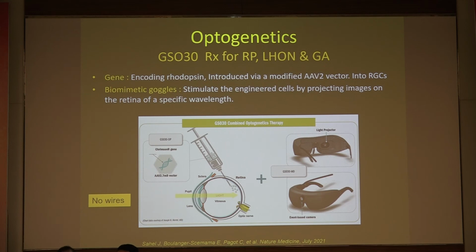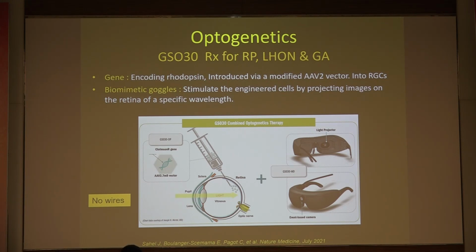Another new thing is Optogenetics. This is another team which presented its findings in Nature Medicine in July 2021. They've got very limited persons in trial, 3 or 4 persons only, and 1 completed the trial. So it's very early to say, but it sounds very nice, because what they do is that they have a gene which encodes for rhodopsin, and it is introduced in the retina by a modified avian adenovirus, and it implants into the retinal ganglion cells. So even if the photoreceptors are damaged and are not working, you use the retinal ganglion cells as photoreceptors.